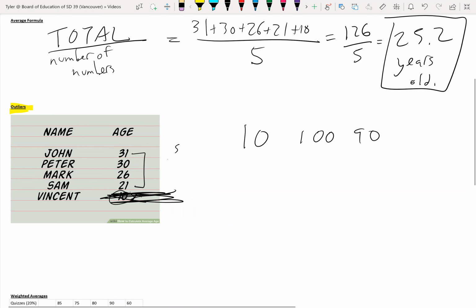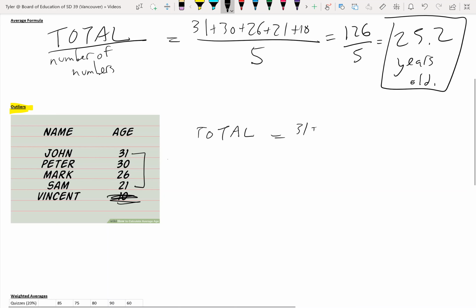Now, it's usually a judgment call. We're not going to go over a formula to calculate which numbers are outliers. It's up to you to decide which ones are close, which ones are far. Had this number 10 been an 18, I would have kept it in because that's actually pretty close to 21. So we're going to remove this and we're going to recalculate the average. So again, the average is the total, which in this case is 31 plus 30 plus 26 plus 21. And we're going to divide it by the number of numbers.